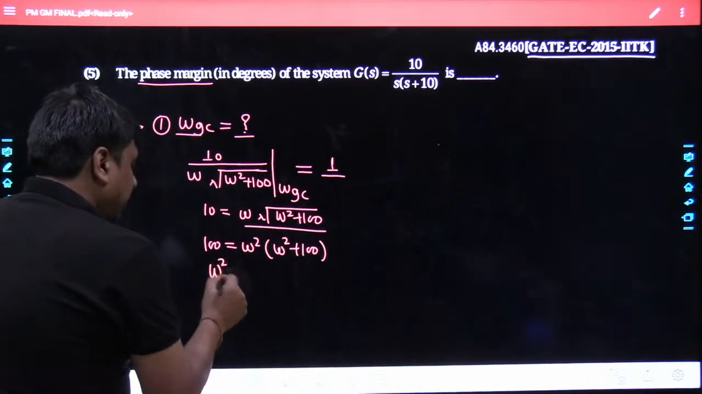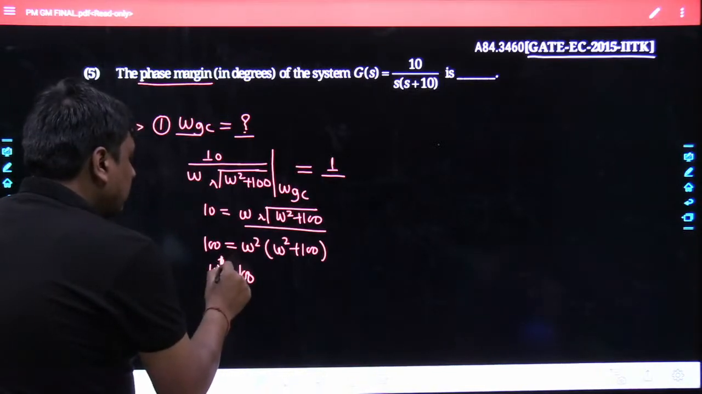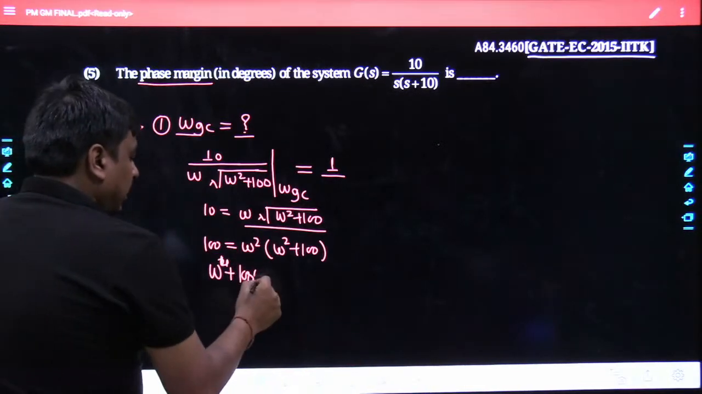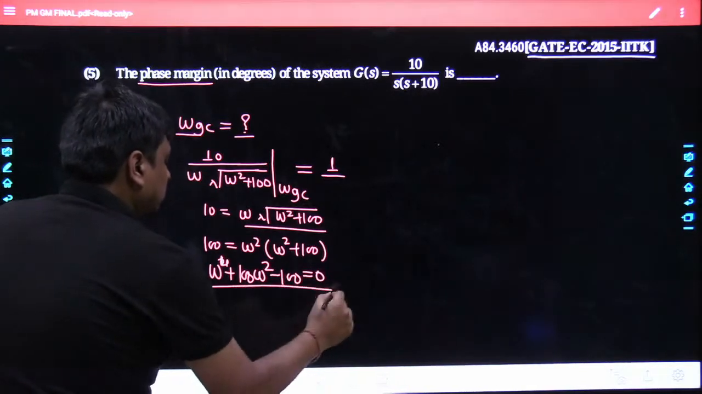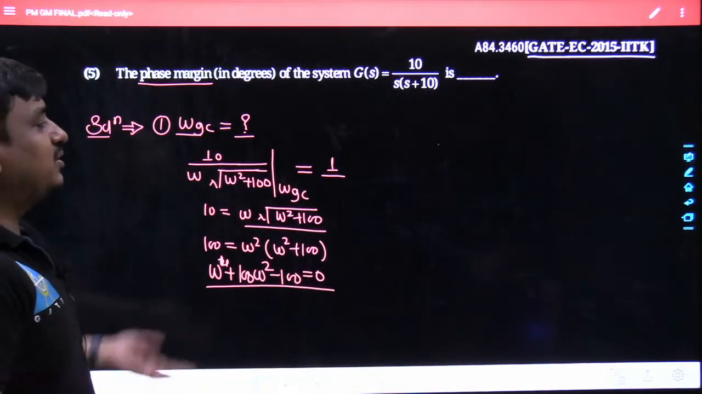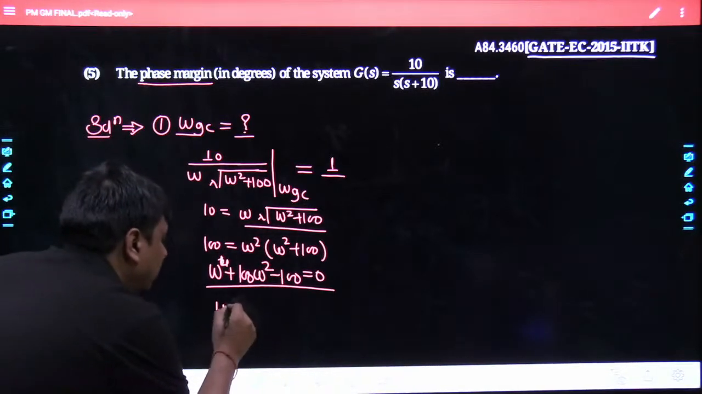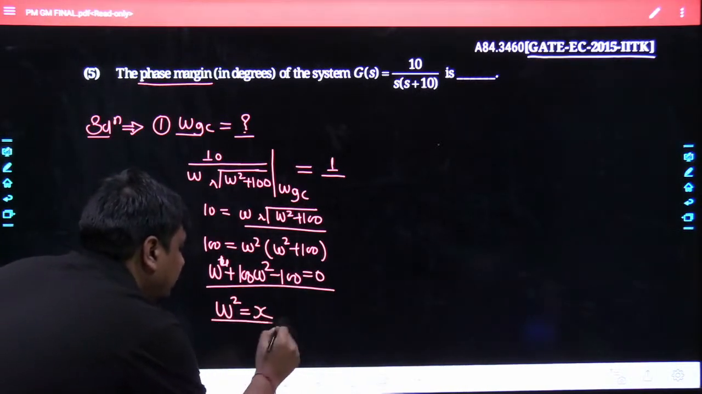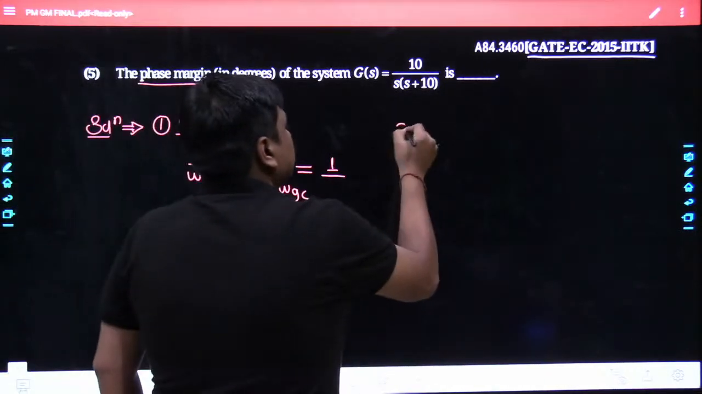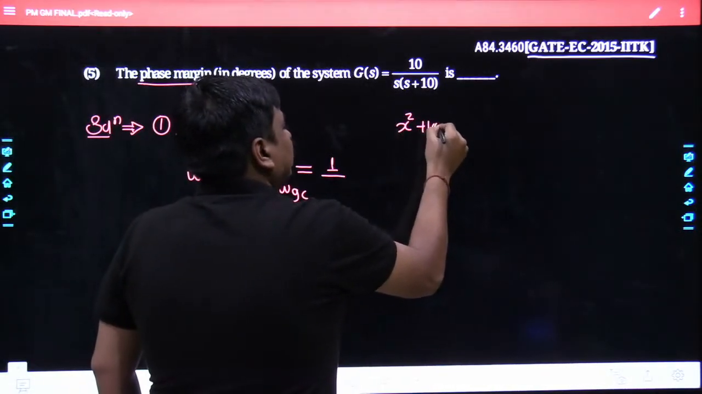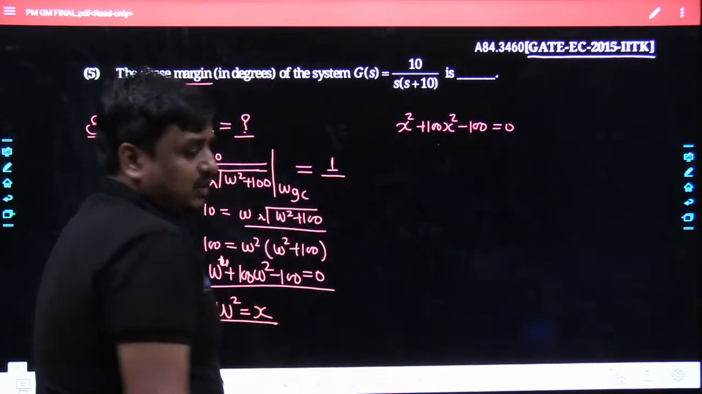So the component which would be left out is simply omega to the power of 4 plus 100 omega square minus 100 equals 0. Obviously, it's an algebraic equation with a degree of 4. To simplify this problem, I can keep omega square equals x. So here it becomes x square plus 100 x minus 100 equals 0.